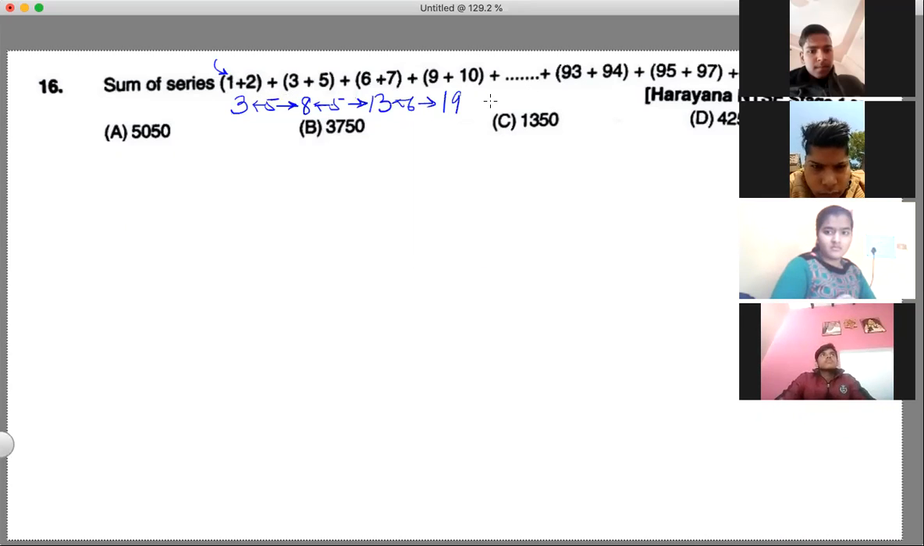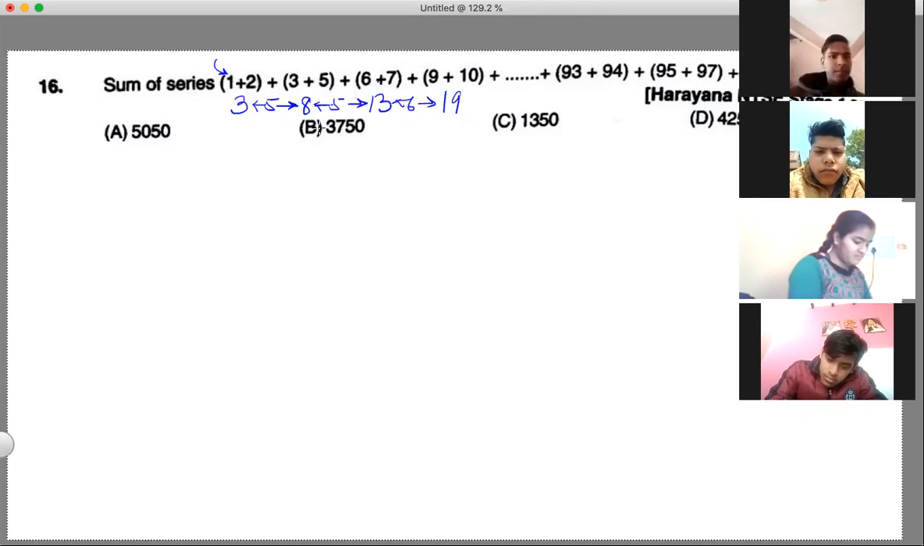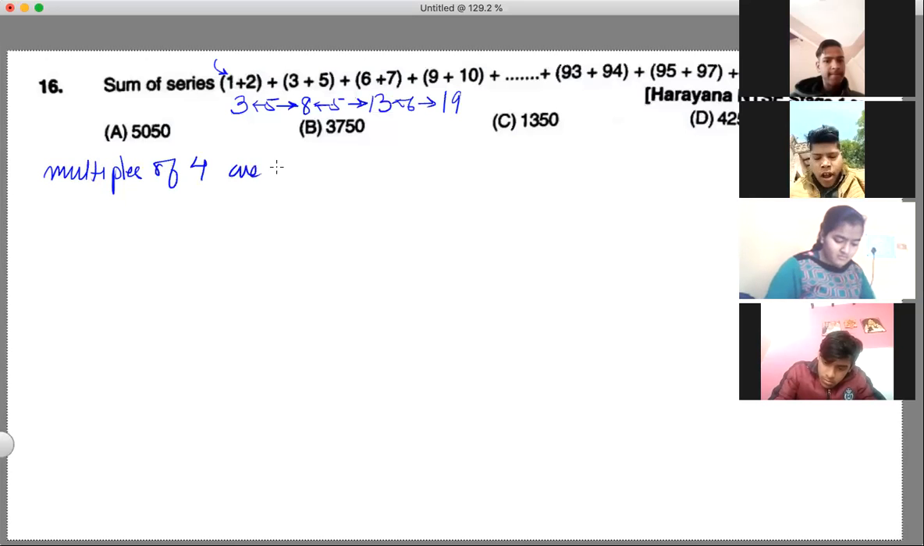Actually, what is the pattern? First look at the pattern. Is there a pattern? 1 2 3 5, 4 is missing, 6 7 8, 9 10 missing. Then they have not written it, but it looks like what is missing is multiples of 4. Let's look towards the end. 95, 96 is missing, 97 98 99. So we can say multiples of 4 are missing.